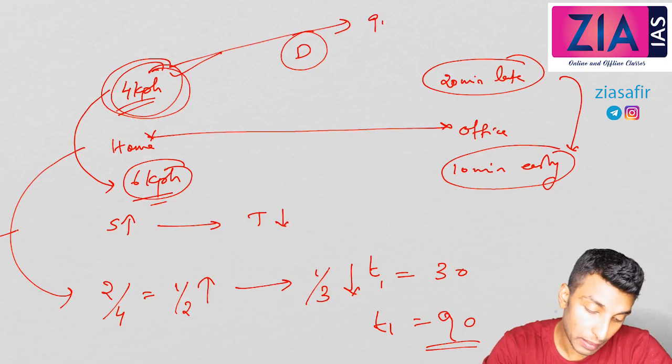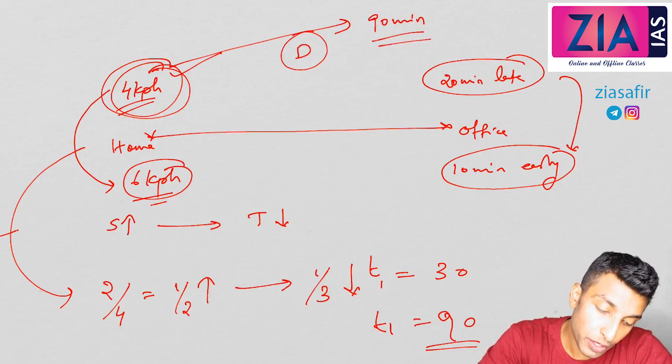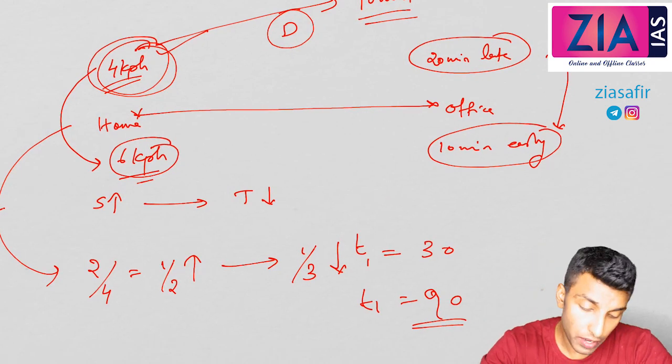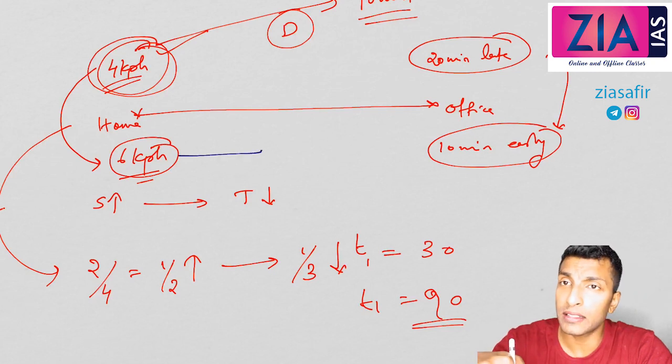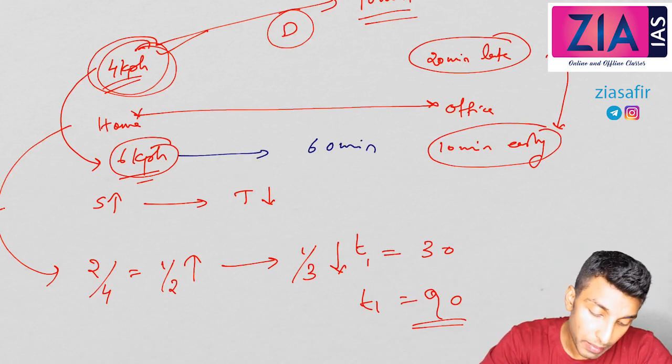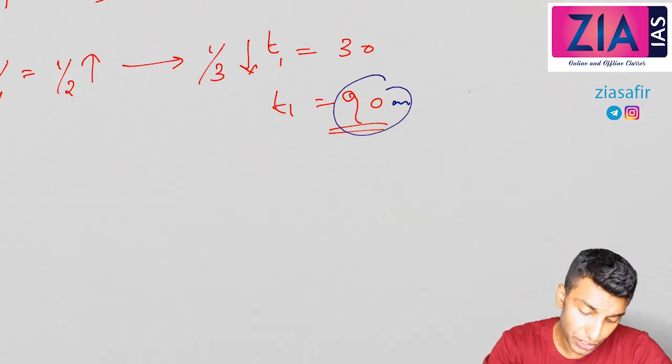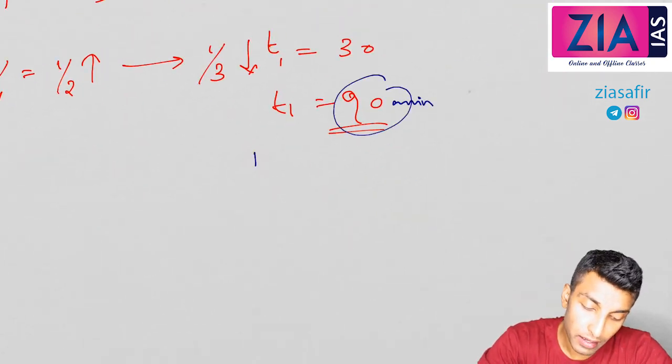Okay, so that means when you travel at 4 km/h, you are taking 90 minutes. That's it. So if you're traveling at 6 km/h, how much time are you taking? 90 minus 30, because there is a change in time. 90 minus 30, that is 60 minutes. But that is not required. As soon as you get this 90 minutes, you got the answer.